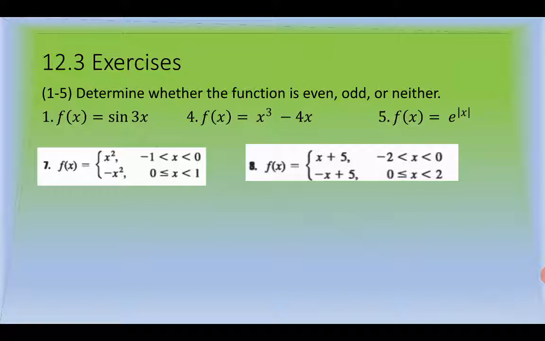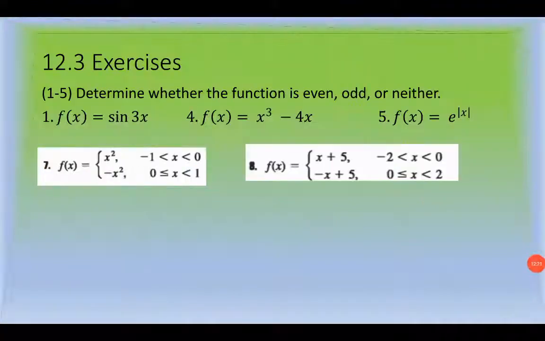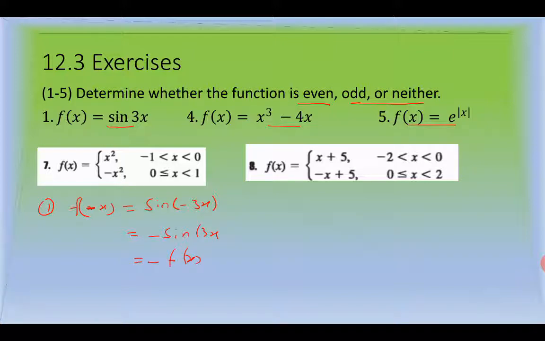Now, some exercise problems. Determine whether the function is even or odd. That's what we are going to do. We know how to verify these three functions very easily. One: take f of negative x. We know sine is an odd function. It is minus sine 3x. So minus times f of x. This is odd.